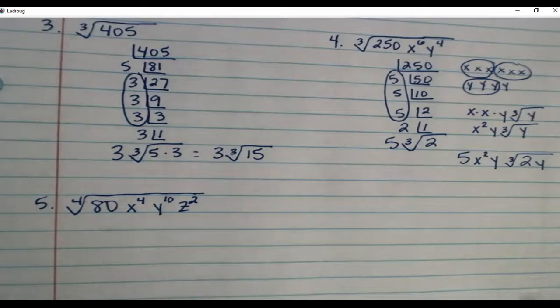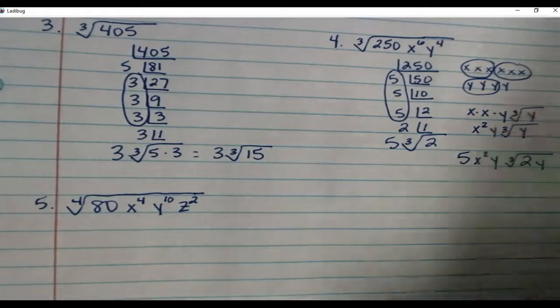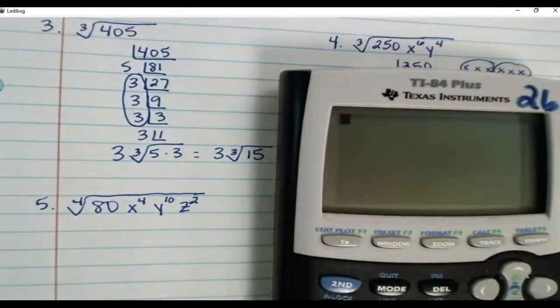So in this one, it's a fourth root. Of course, we want to see if 80 is a perfect fourth. Anything over 3, you have to type that number first. So I want the fourth root, so I'm going to type the 4. You always have to do that first.